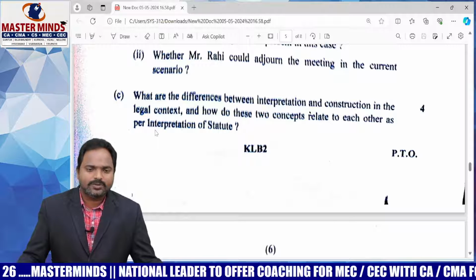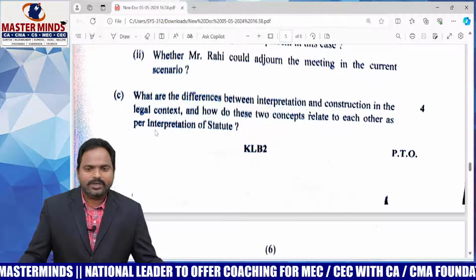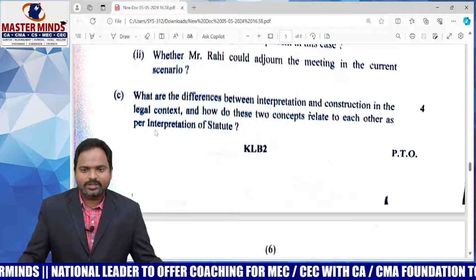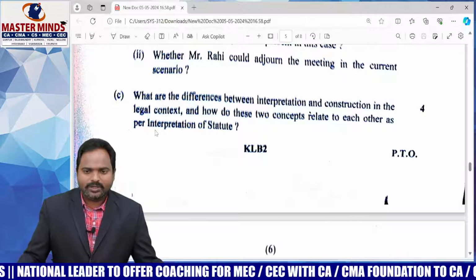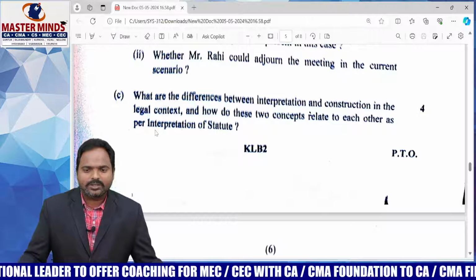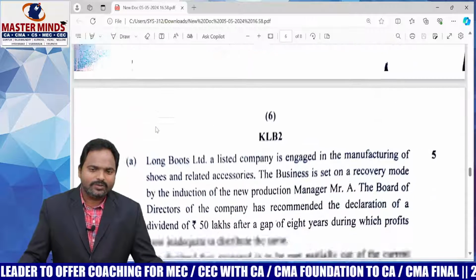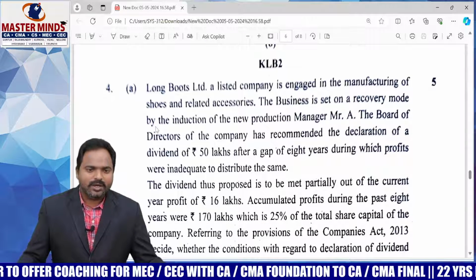So, this is from interpretation of statutes. The difference between interpretation and construction is one question in your additional concepts. The self-study concepts are there on question number 20. From that, they ask a direct question for 4 marks. So, students who read that question can easily answer this question.